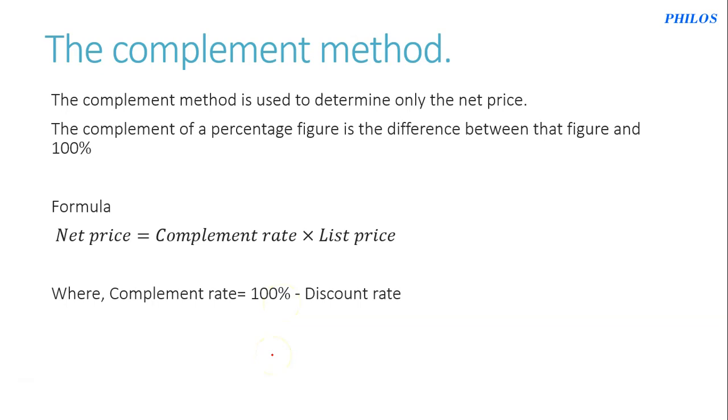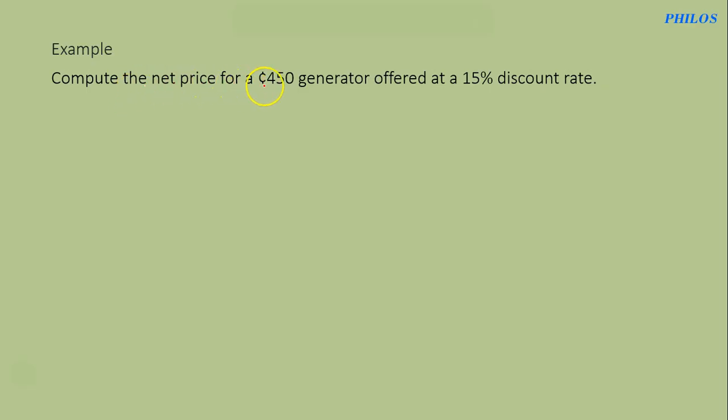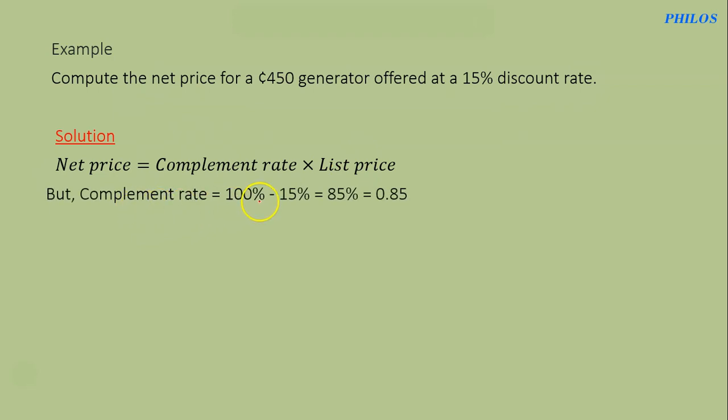So let's take a question and then see how to solve that. Compute the net price for a 450 cedis generator offered at a 15% discount rate. To solve this using the complement method, let's recall the formula for the net price. The net price is equal to the complement rate times the list price. Let's find the complement rate. To get a complement rate, we say 100% minus the discount rate, which is 15%. So 100% minus 15% will give you 85%. Then you convert the 85% to decimal, and that will be 0.85. That's 85 divided by 100. You get 0.85.